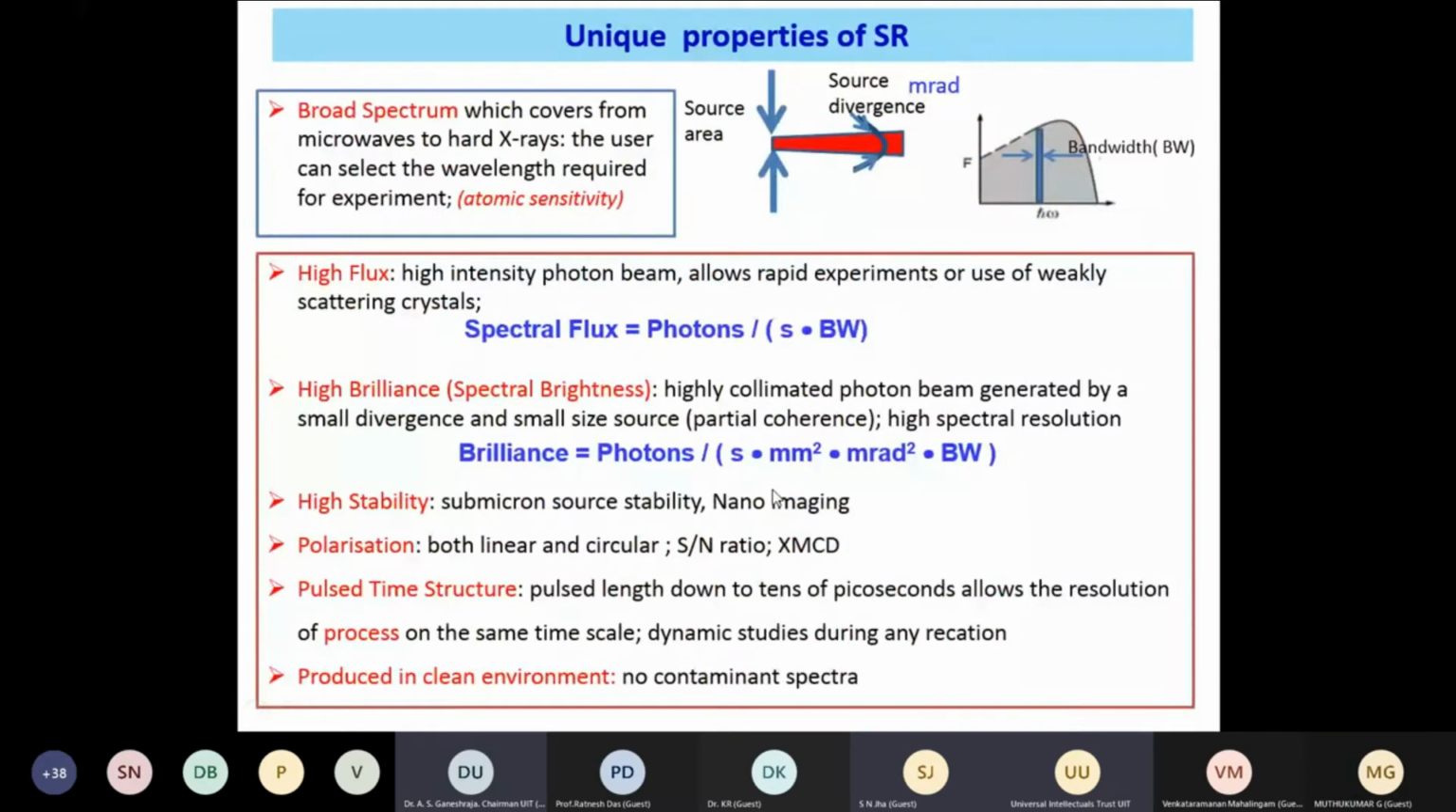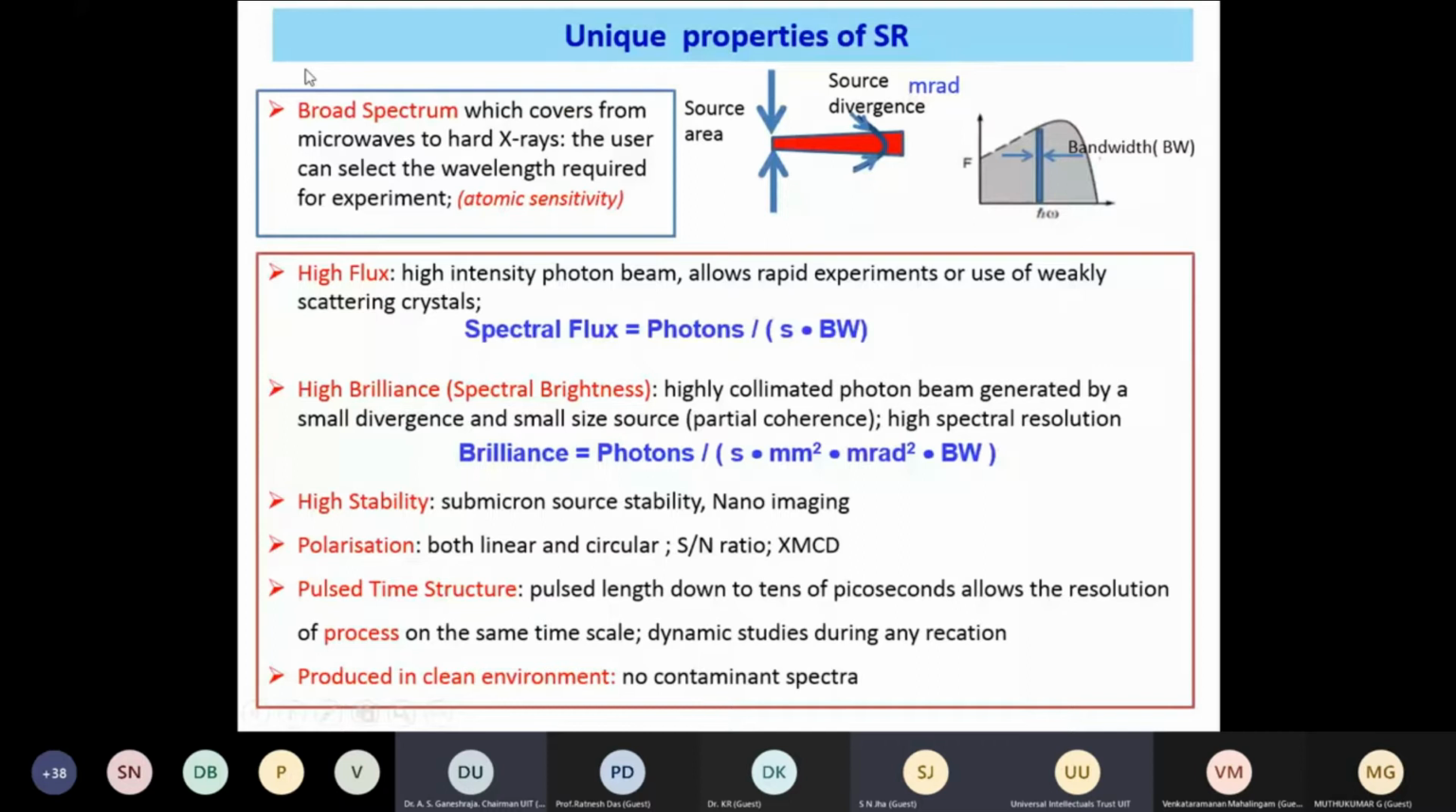So after giving the introduction of how it is produced, I have now summarized here the unique properties of synchrotron radiation, and there is some terminology you will hear if you interact with any scientific community that is using this facility. So we say it has a broad spectrum, which means that it covers from microwave to hard X-rays. So the user can select any wavelength required for the experiment. We also have atomic sensitivity. That's how the topic of today, that is EXAFS, has been rediscovered because of synchrotron radiation.